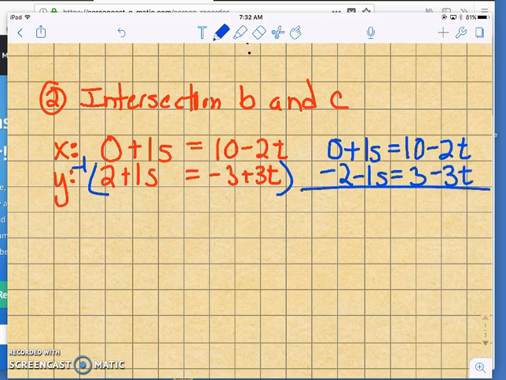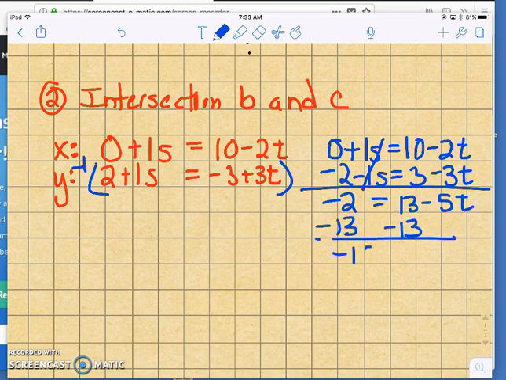So if we add these together, we have negative 2 minus 13, minus 5t... negative 15 equals negative 5t. So they intersect when t equals 3. Now that's not our intersection point, that's our t value when they intersect.